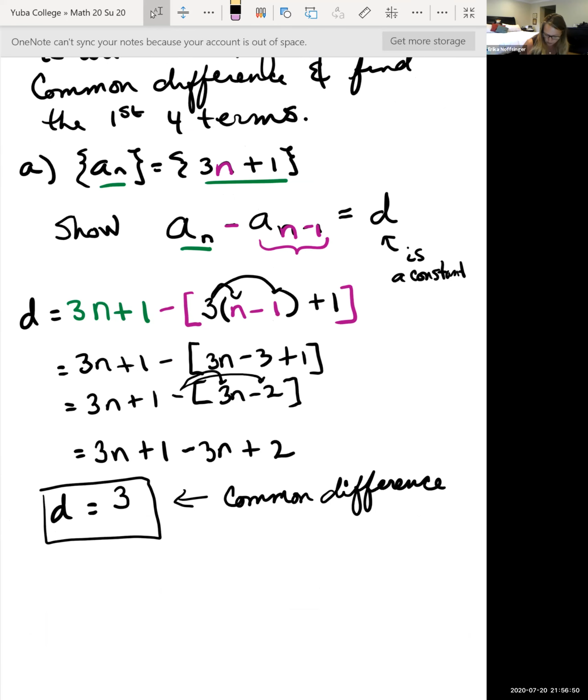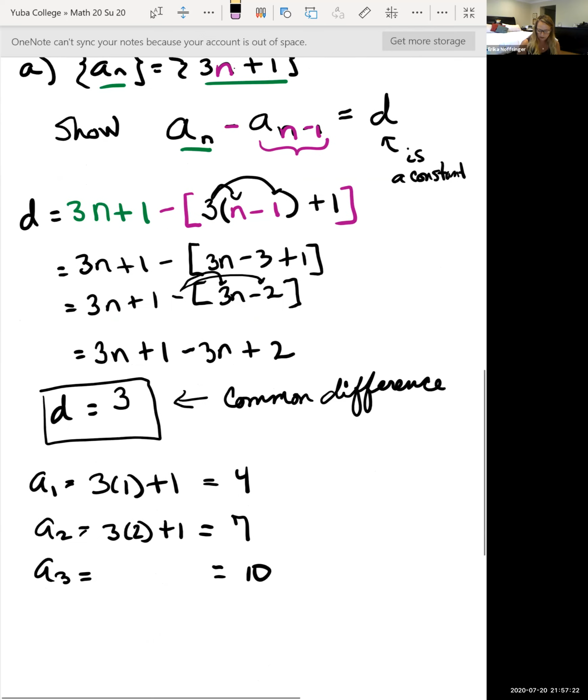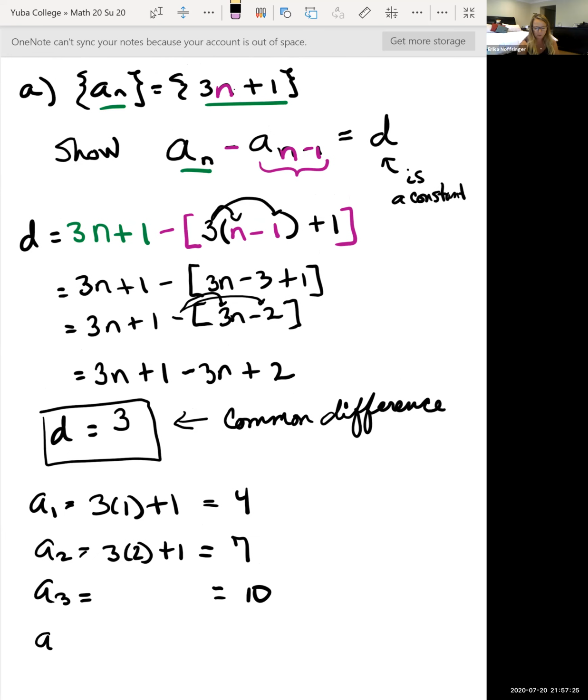So a sub 1, you're just going in here and plugging in 1 wherever you see an n. So you have 3 times 1 plus 1, which is 4. A sub 2, go back in, wherever you see an n, plug in 2. So you have 3 times 2 plus 1. So this is 6 plus 1, which is 7. A sub 3, 3 times 3 is 9, plus 1 is 10. A sub 4, our 4th term is 3 times 4, which is 12, plus this 1 is 13.